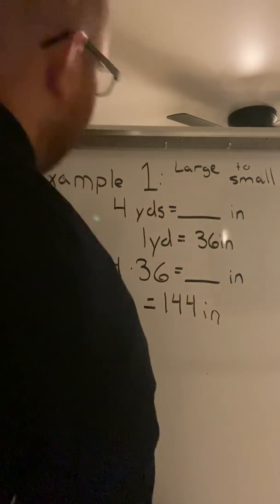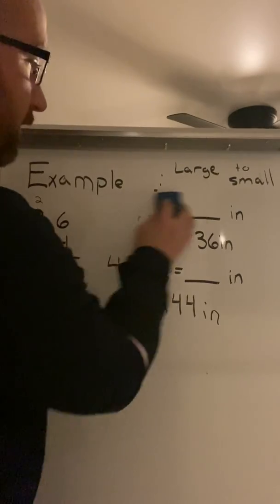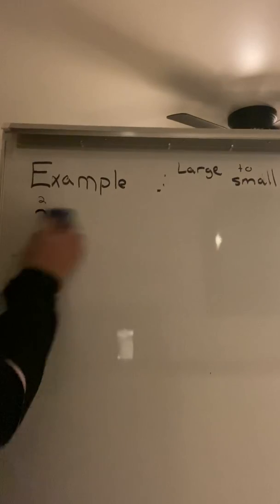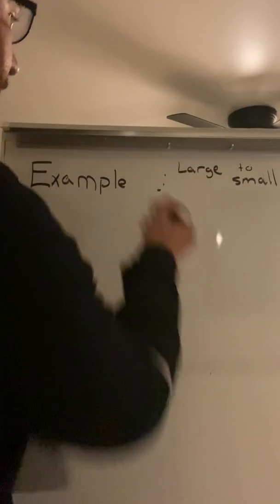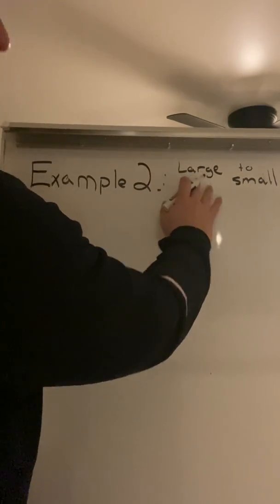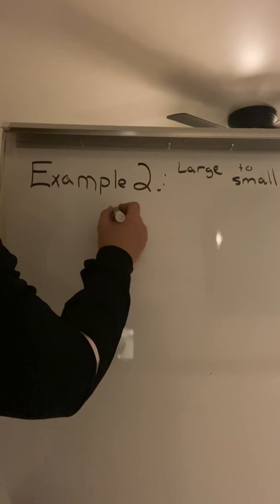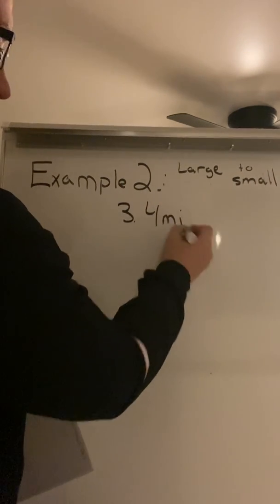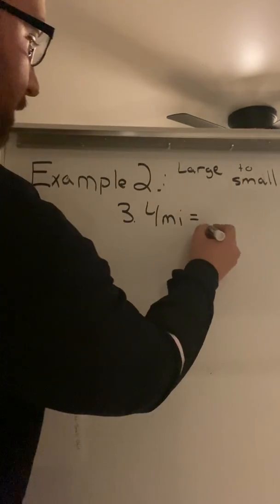So like we normally do, we'll do example 2. And I'll try to keep this as quick as possible so you guys aren't on here all night. But example 2, and we're going to keep it exact same. We're going to go from a large unit to a small unit. And so for example 2, I have 3.4 miles, or 3 4/10 miles, equals blank feet.